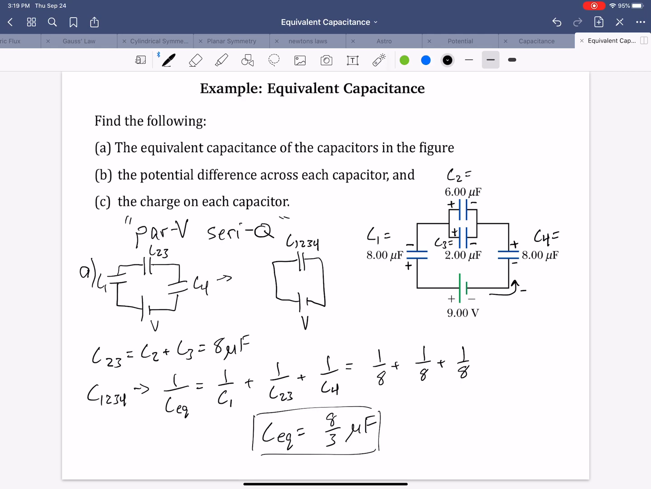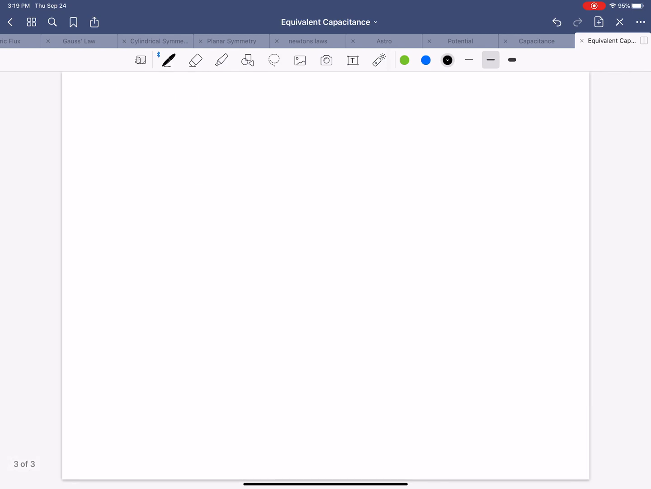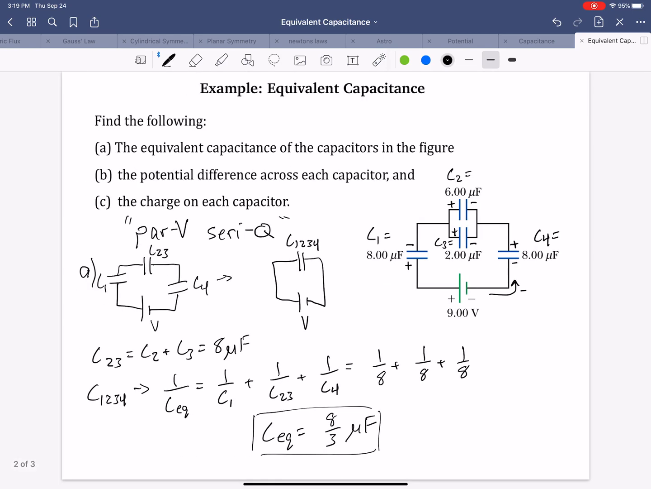So that's the equivalent capacitance for the entire circuit, all four of those. They're both in series and in parallel, but we added them together accordingly, so it doesn't matter. It's 8/3 microfarads. So that's part A. Let's do part B on another page. We want the potential and the charge. So let's see. Let me copy paste.